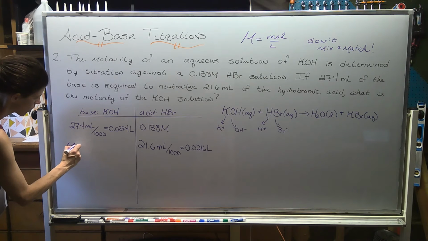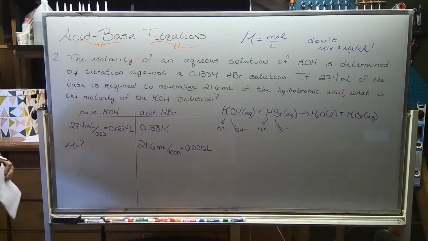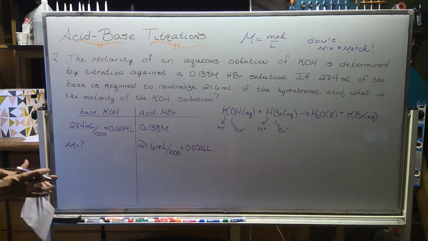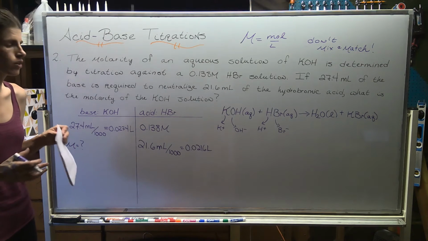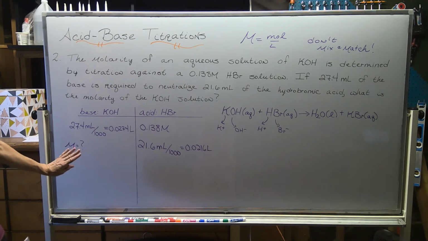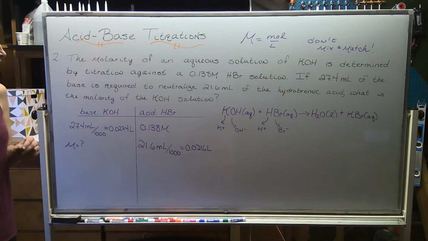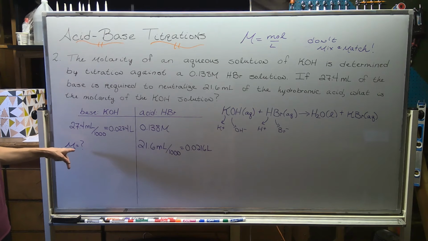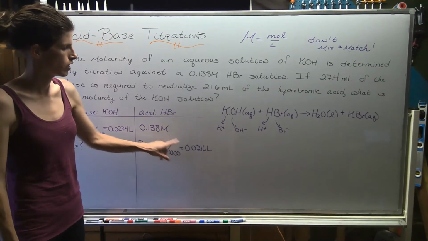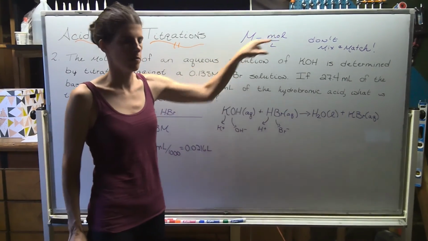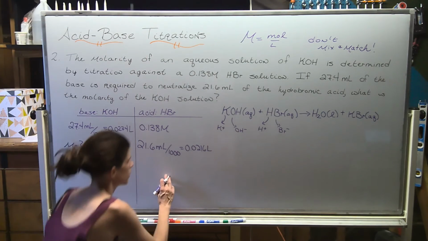So over here we're solving for the concentration of our base. So again, after we organize everything, after we have a balanced equation, the next question we have to ask ourselves is, do we have enough information either on the base side or the acid side to solve for moles? Over here I just have volume, so that's not going to help me. Over here I have concentration and volume. I know I can multiply those two and get moles. So let me set up that part.